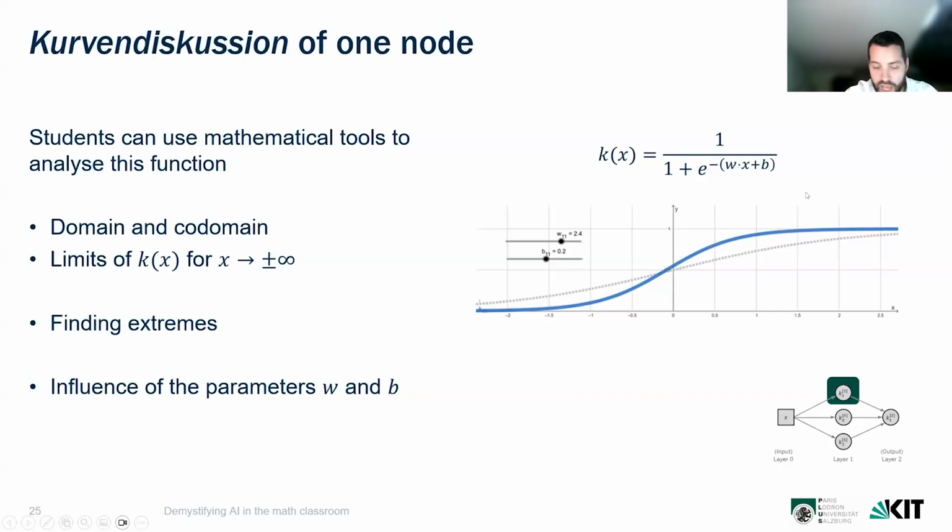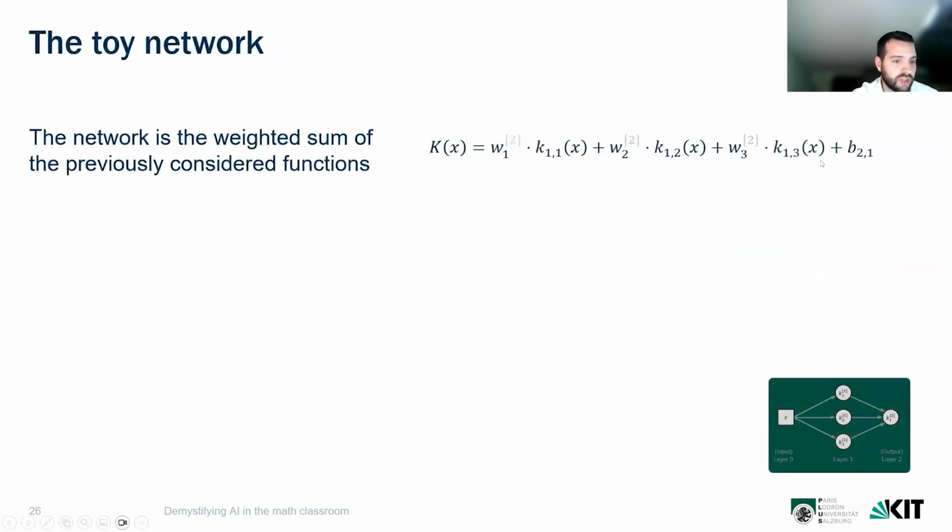And now, having the students get familiar with one function, we talk about the whole network. And the whole network is here defined as the weighted sum of 3 of those previously considered functions. So this K1 here, this is like the function we looked at, and there's one parameter in front of it, and then we just add it up and add also some other parameters.